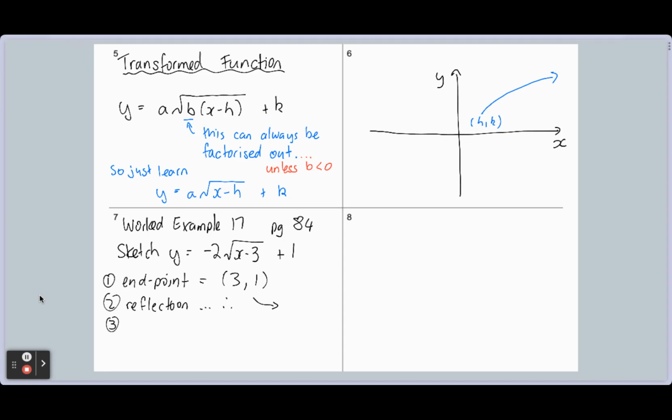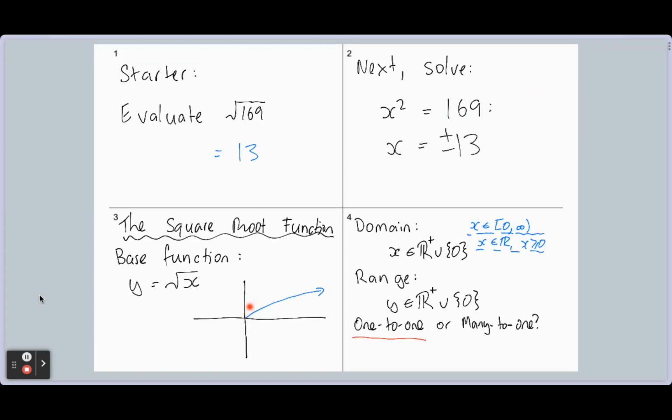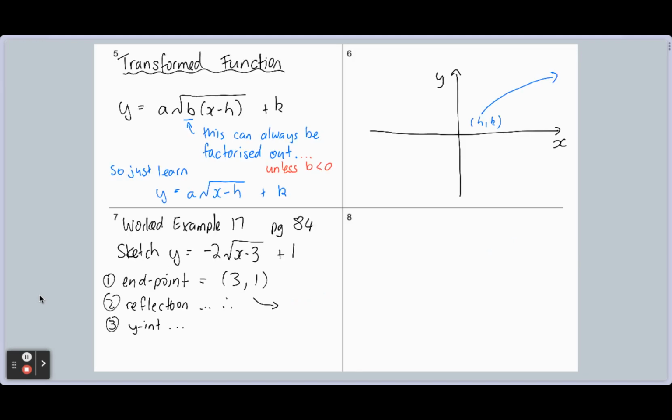Number 3 is the y-intercept. Now, you can use common sense for this. If I've gone across 3 units and up 1 unit, my base graph is going to be up here somewhere, right? So there's definitely not going to be a y-intercept because I've moved away. If I moved backwards, there will be a y-intercept. But because I've moved forwards in the graph, there will be no y-intercept. You can use the same logic for up and down as well. Okay, so y-intercept, none, done.